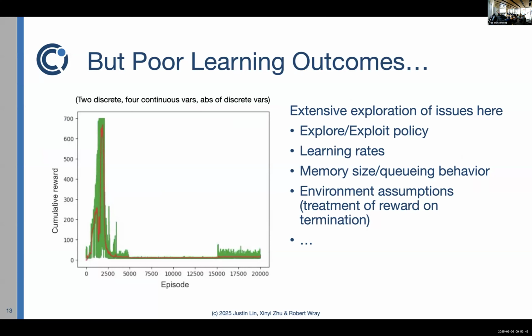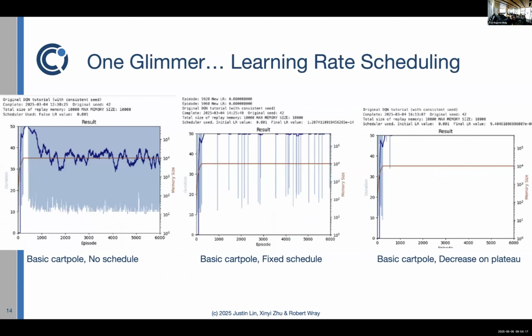And then they did an amazing job of just looking at every single possibility that they can think about exploring. And I'm not going to show you all those charts, but different exploitation strategies, different learning rates, looking at, because that replay memory is a buffer and it's essentially a queue, maybe there's some issues with memory size. We looked at all that stuff, and some of this changed, but basically it didn't work out.